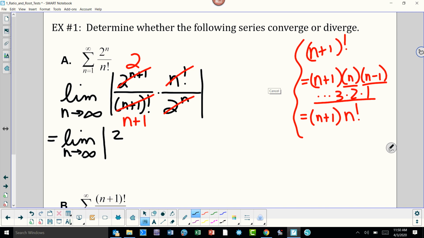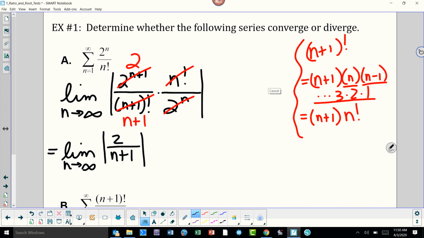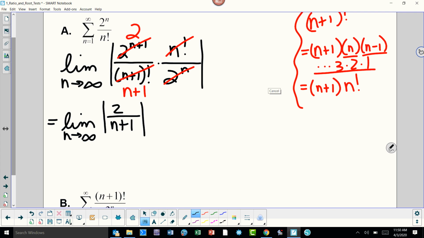So what I'm actually taking the limit of is the absolute value of 2 over n plus 1. So now I do the limit as we go to infinity. This is a normal limit. The bottom's going to be infinity, so this limit is 0. Now the criteria is I need the limit to be less than 1. So then you need to show that this is less than 1. Thus, and then always write the original series.